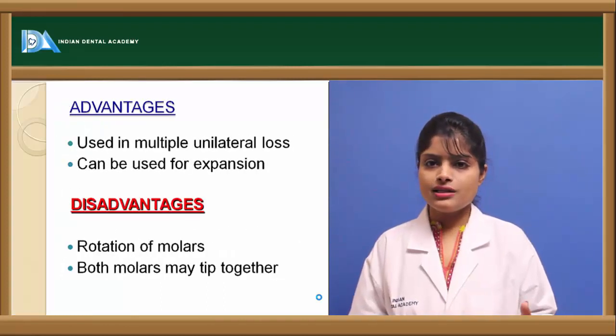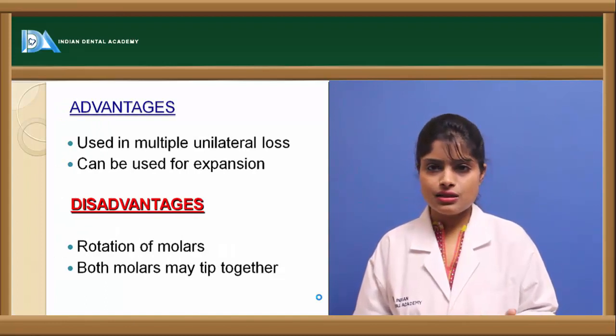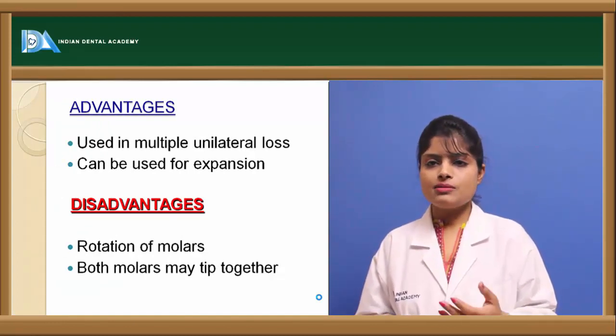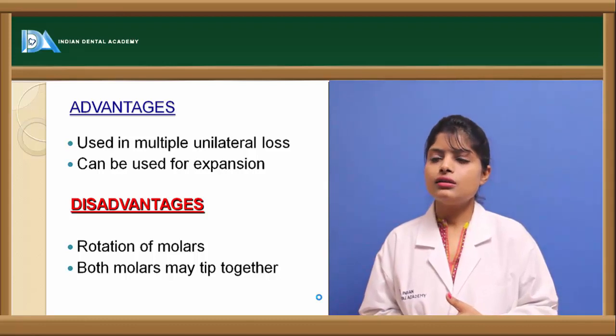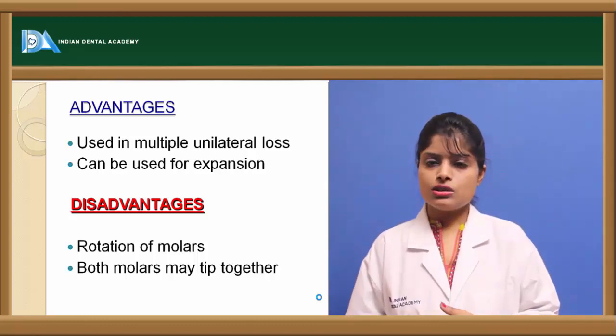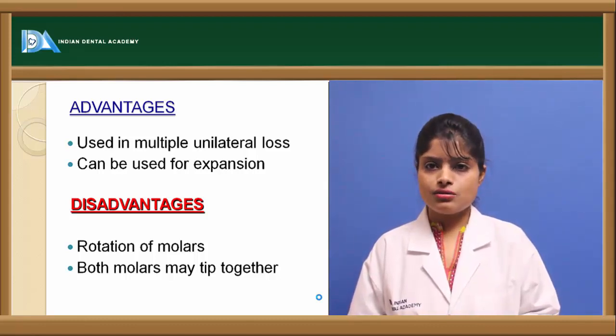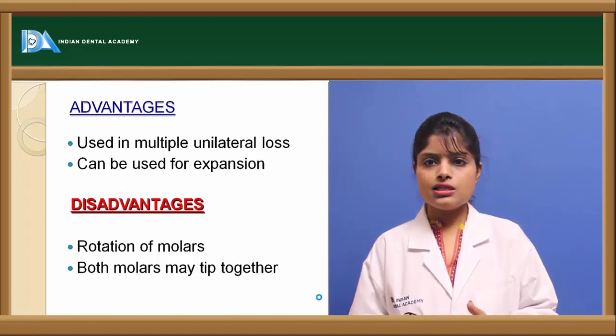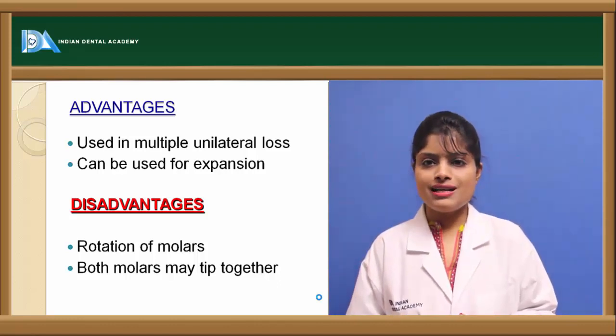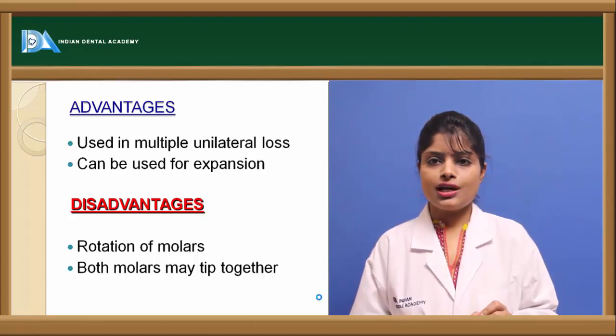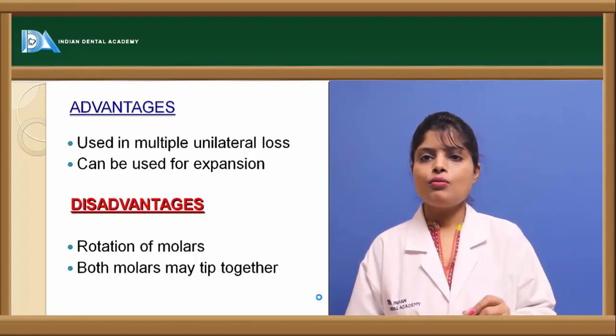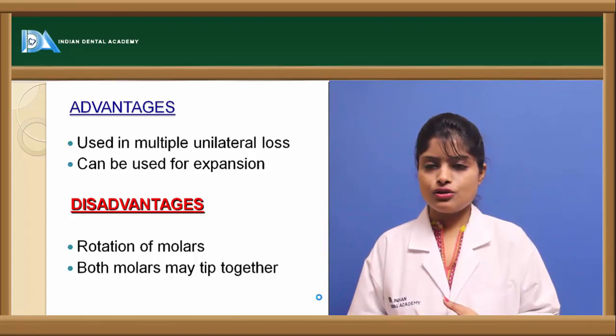The basic advantage of this appliance is that it can be used in multiple loss of unilateral teeth. It can also be used in the case of arch expansion. And how is this possible? By expanding the U-loop which is constructed in the arm of this transpalatal arch.